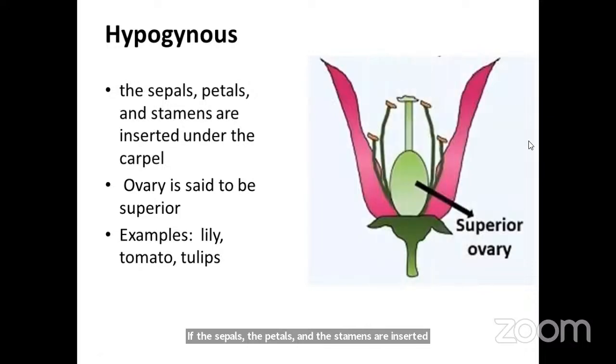So it looks like this. If the ovary is superior, or the essential parts like the sepals, the petals, and the stamens are inserted under the carpel, and the ovary is above these essential parts of the flower, it is classified as a hypogynous flower. Examples of plants having a hypogynous flower include the lily, tomatoes, and tulips, and many more.